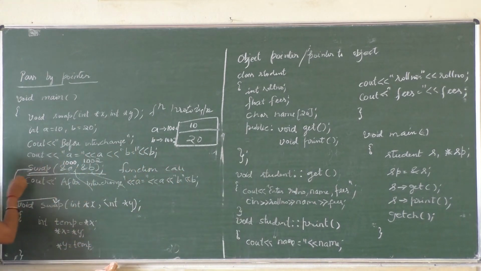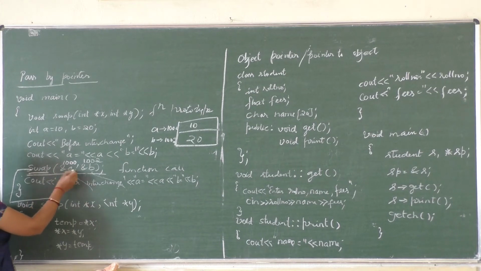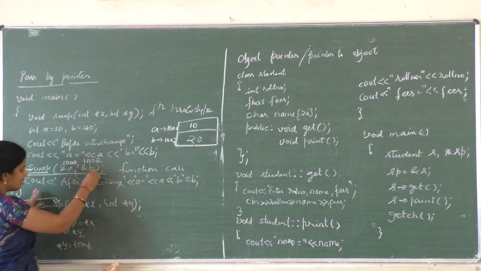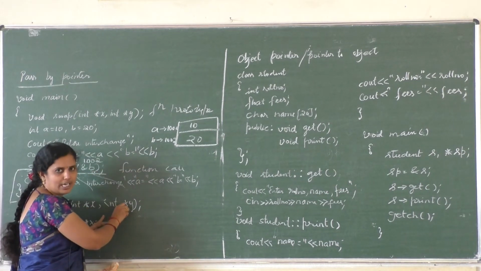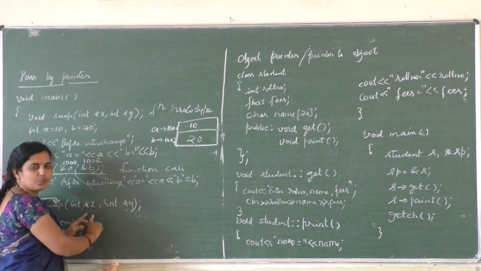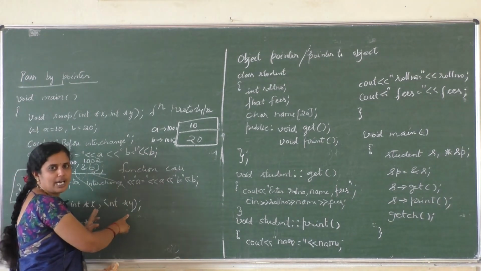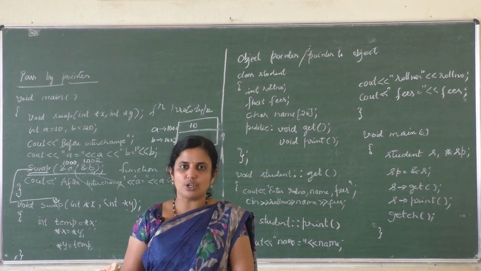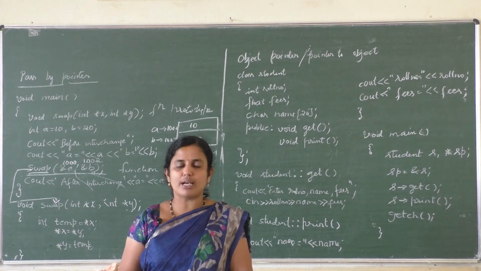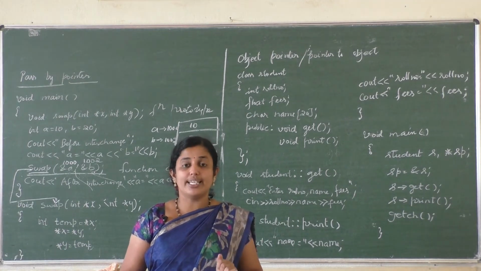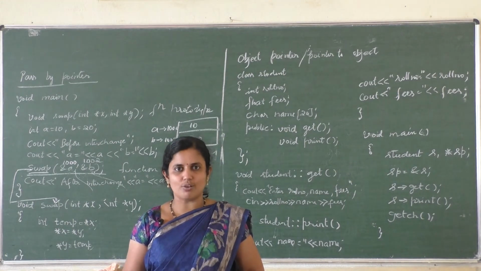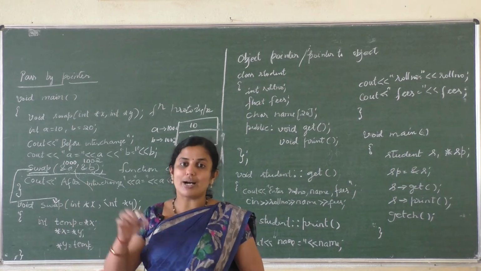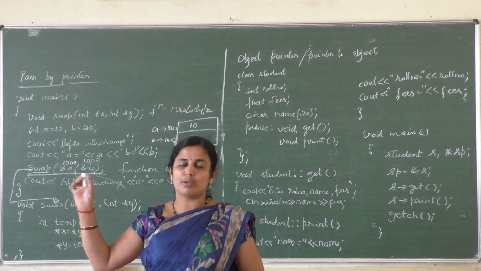Now from here I will start. Swap(&A, &B). Here A and B are actual arguments and X and Y are formal arguments. When a function is called, actual arguments' values get copied to formal arguments. That is, A and B's values get copied to X and Y. Here we are considering the address of A and address of B, so those addresses are copied to X and Y. So here we are passing the addresses, so it is known as the pass by pointer method.